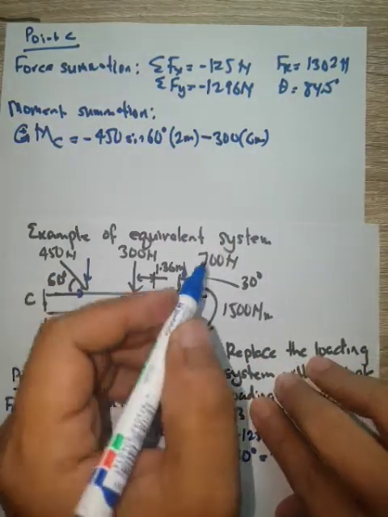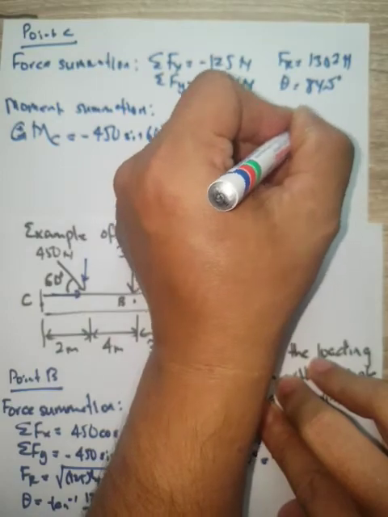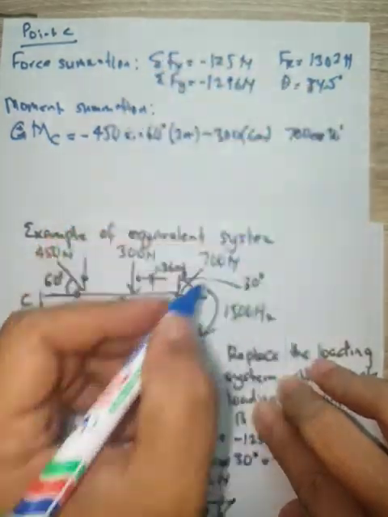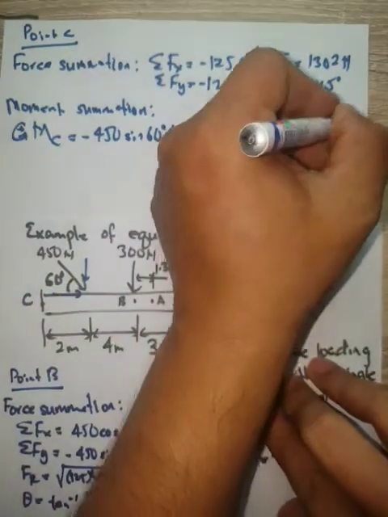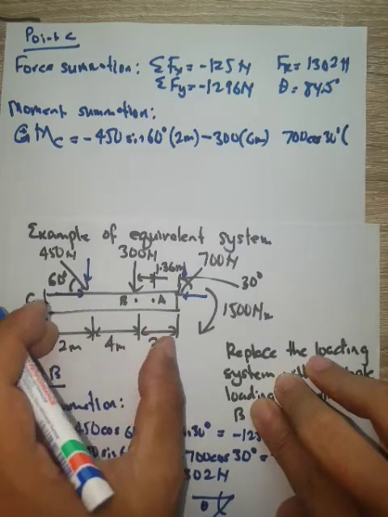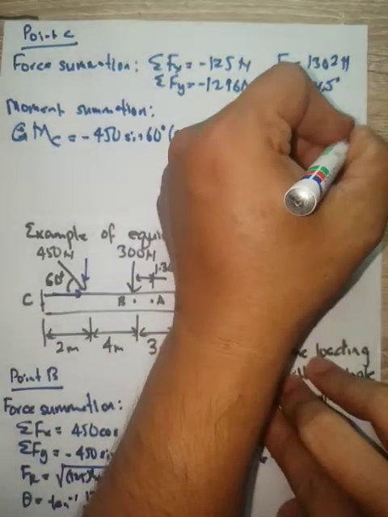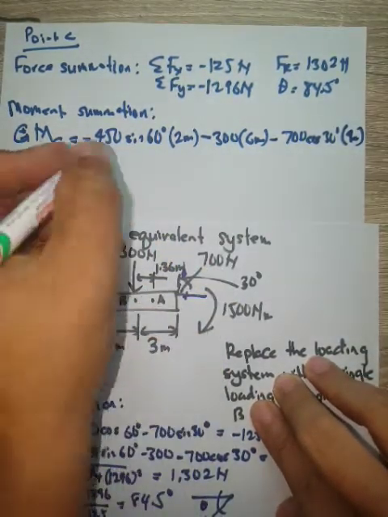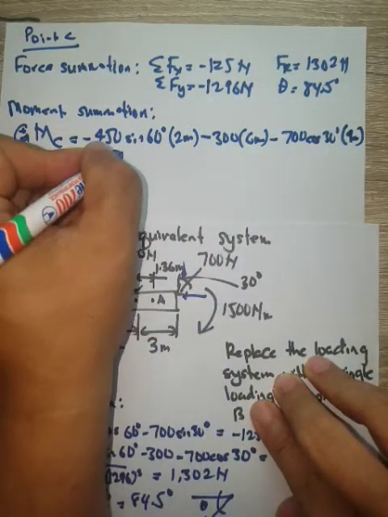And then we have this force, the 700 cosine 30 degree, and it also times 2, 4, and 3, which becomes 9 meter. It's also negative, and then we have the 1500 Newton meter clockwise.